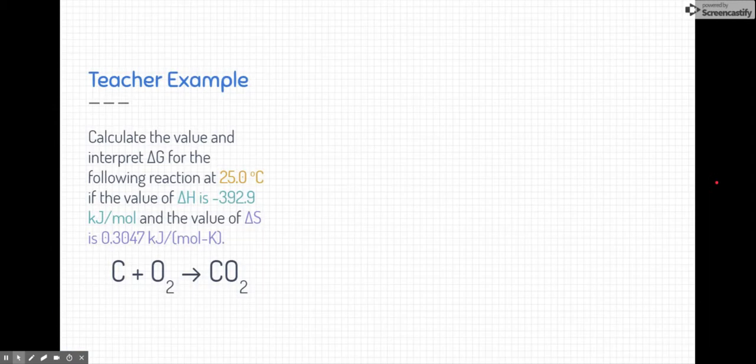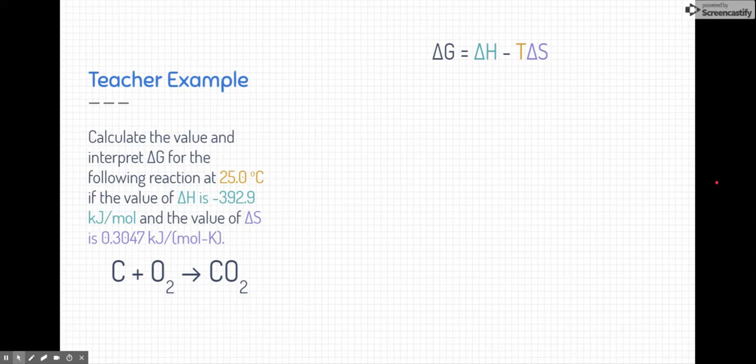All right, let's try to actually calculate delta G. Let's try to calculate Gibbs free energy. It says calculate the value and interpret delta G for the following reaction at 25 degrees Celsius, if the value of enthalpy is negative 392.9 kilojoules per mole and the value of delta S is 0.3047 kilojoules per mole Kelvin. And there's our actual reaction. It's carbon and oxygen make carbon dioxide. Why don't you go ahead and follow me with this example?